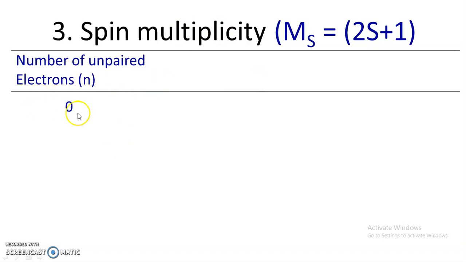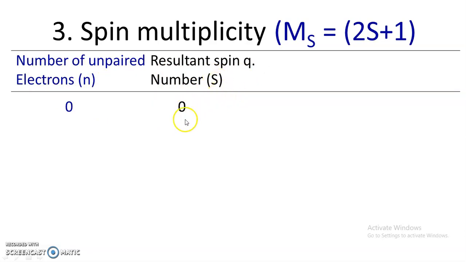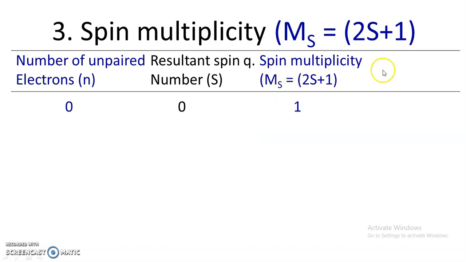If there is no unpaired electron, so the number of unpaired electrons is 0, then the resultant spin quantum number, capital S, is 0. And spin multiplicity ms is equal to 2S plus 1. The value of capital S is 0, and therefore applying this formula, we have a spin multiplicity of 1. The name of this state is singlet. It means if there is no unpaired electron, all the electrons are paired, then the resulting state is called a singlet.